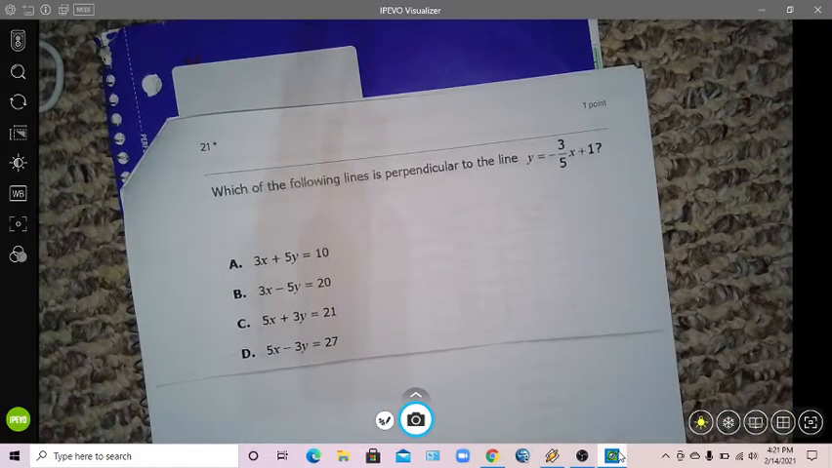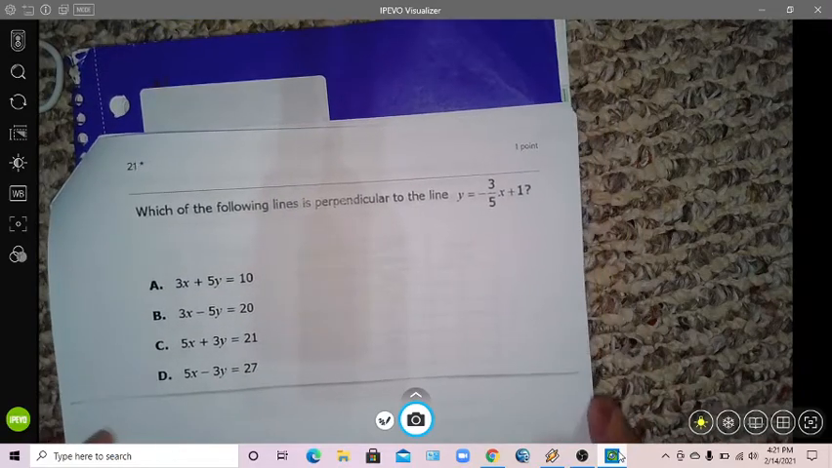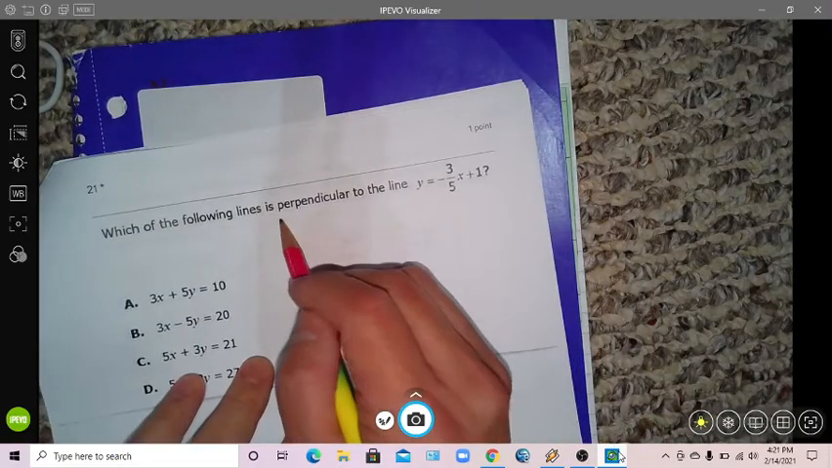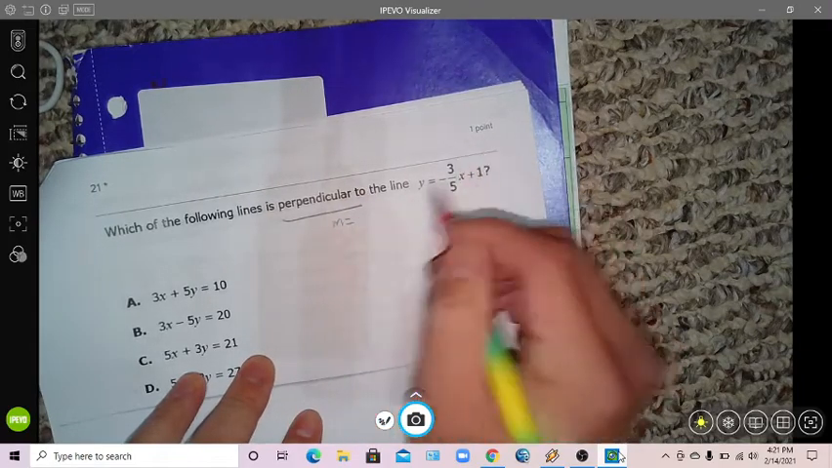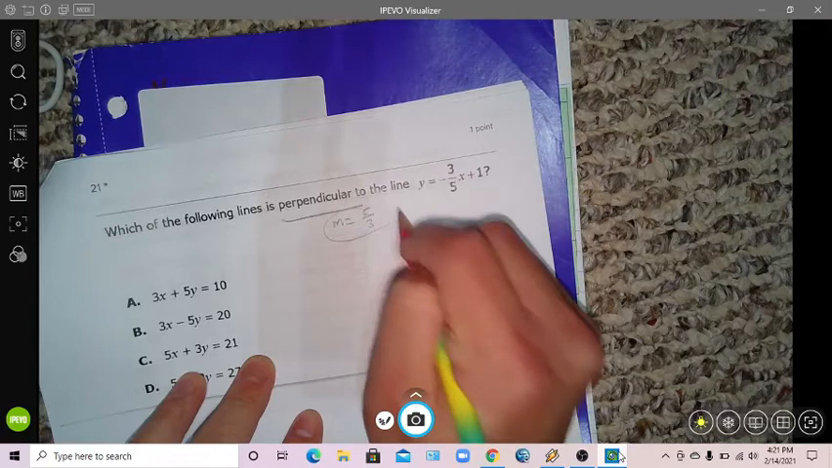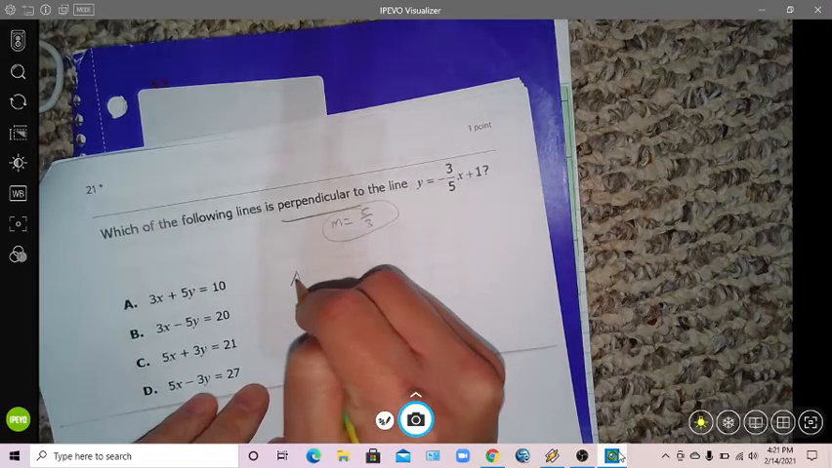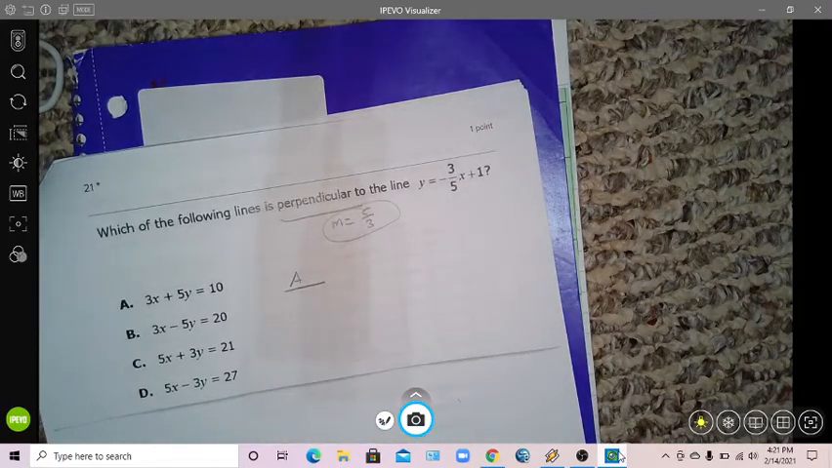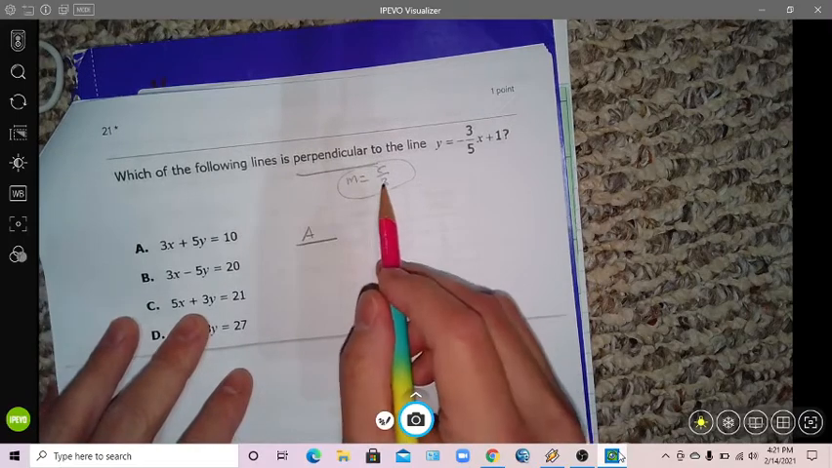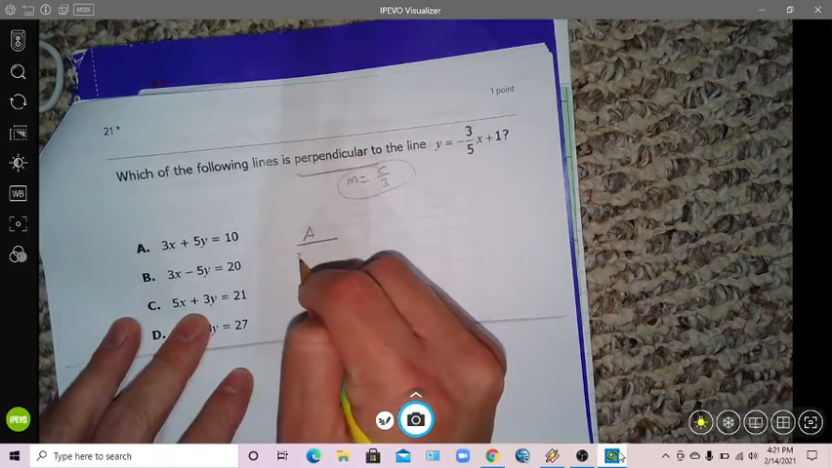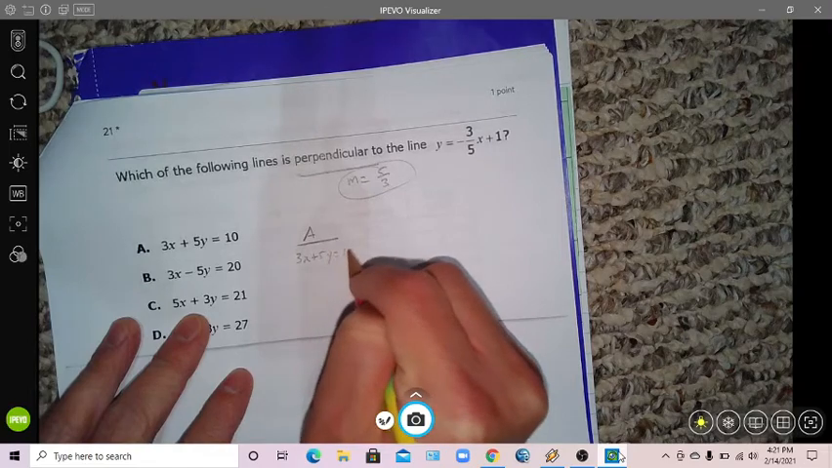Okay, all right. Number 21. Which of the following lines is perpendicular to y equals negative 3/5 x plus 1? So perpendicular, we want a slope then of positive 5/3. Positive 5/3. So let's go through these options. First, option A. Let's solve for y and see if we get a slope of 5/3. So I have 3x plus 5y equals 10.